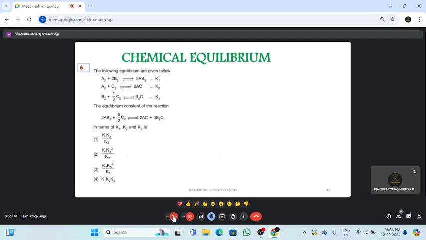This is also a neat question. We are provided with three reactions, and each reaction's equilibrium constants are K1, K2, and K3 respectively. And we are provided with another reaction for which the equilibrium constant is K prime. Now we have to find the relationship between K1, K2, and K3 to find the value of K prime. We have to write the equilibrium constant for this reaction in terms of K1, K2, and K3, which is a very, very easy question.